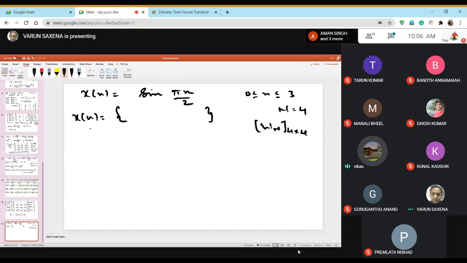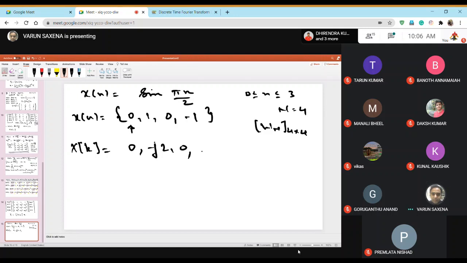The sequence is 0, 1, 0, minus 1. Okay, now tell me the DFT. The DFT is 0, minus 2j, 0, plus 2j. This is the answer.